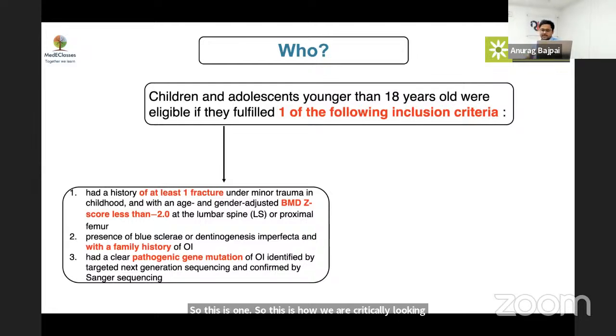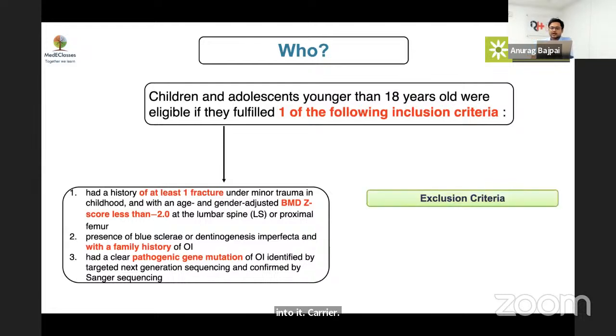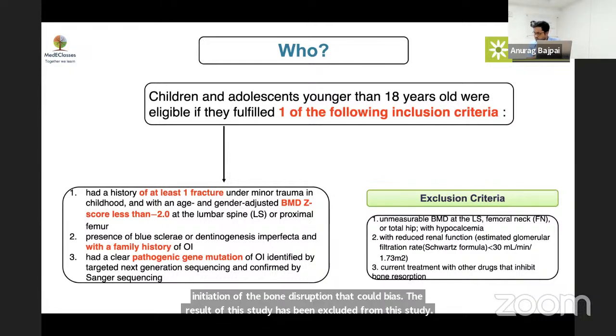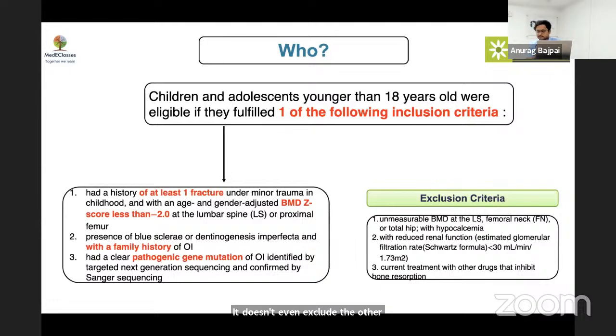Carry on. They had also excluded some children in whom BMD cannot be measured at the level of the femoral neck, lumbar spine, or hip. Also, patients with renal failure, and any current treatment that causes inhibition of bone resorption that could bias the result of this study, have been excluded. It doesn't even exclude the other possible causes of low bone mass. Yes, sir. So these would be part of the limitations that you have to start off with right away.